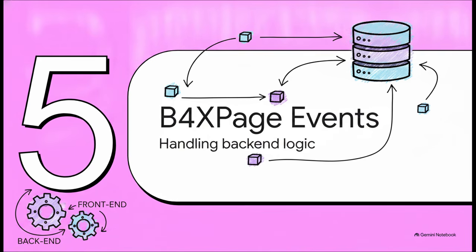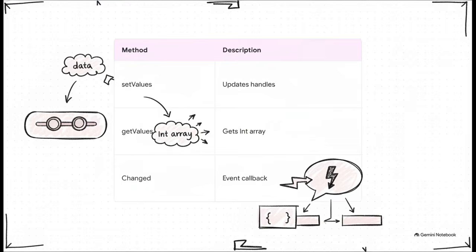Let's dive into the source code and look at how we actually get the validated data out of this beautiful front end and into your app's ecosystem. The public API you're going to interface with in your B4X page source code is incredibly straightforward. During your B4X page created event, you can use the setValues method to programmatically define where both handles should sit. This instantly triggers a visual refresh.